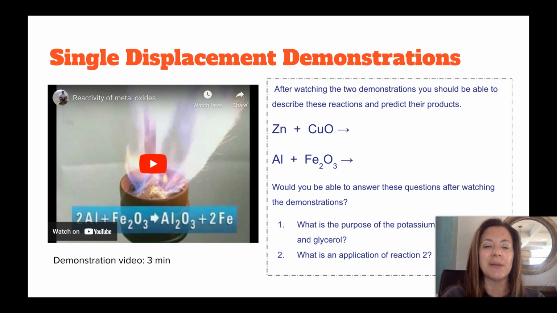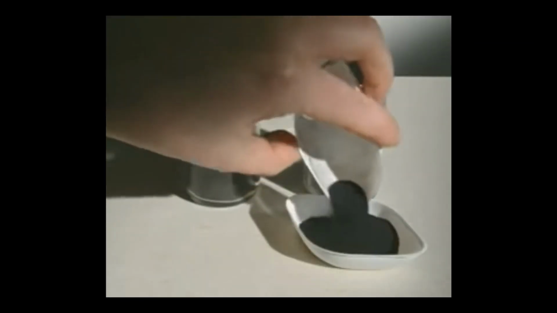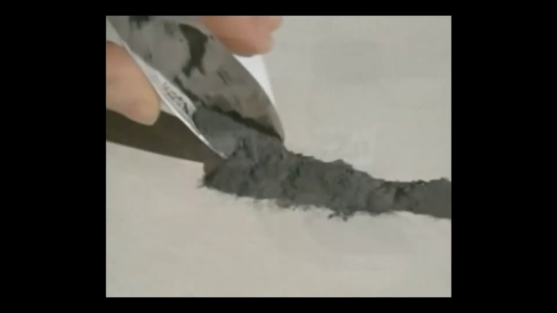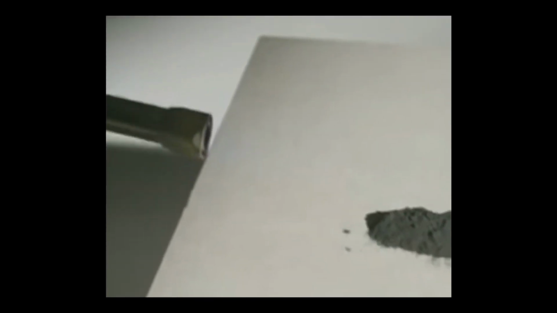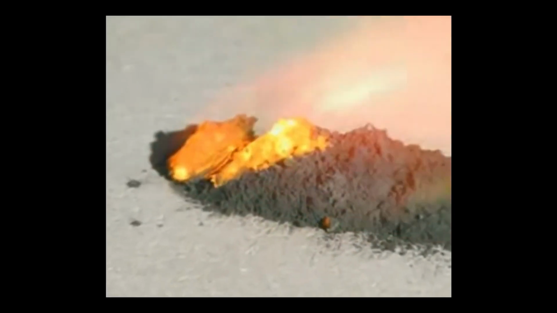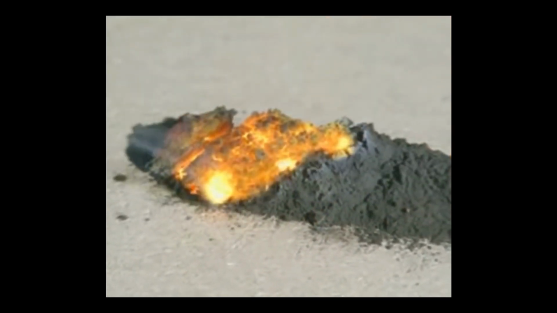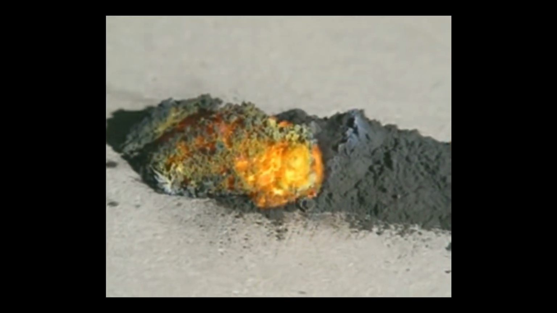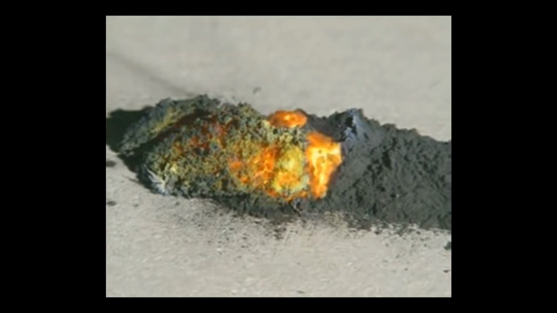You should know some applications of single displacement reactions. Chemical reactions tell us about a metal's reactivity. Mix zinc with copper oxide, lay the mixture out on a heat-proof mat, and heat one end. A reaction soon begins and spreads through the mixture without further heating. Zinc is reacting to form zinc oxide, which is yellow when hot. But what else has formed?